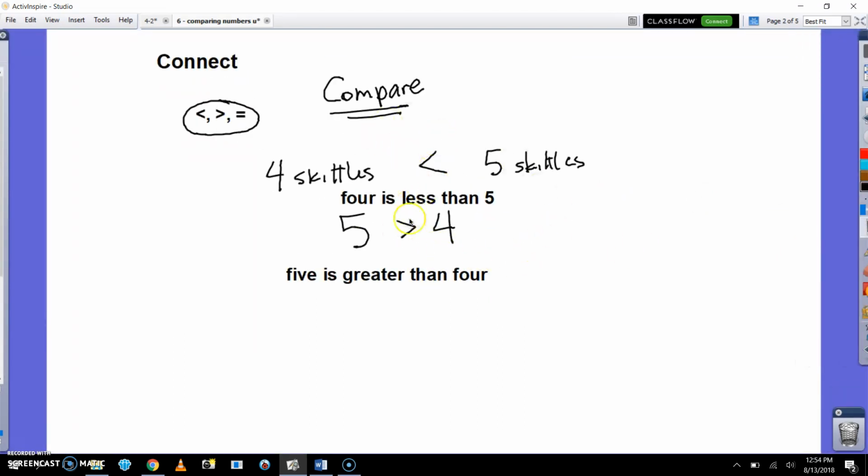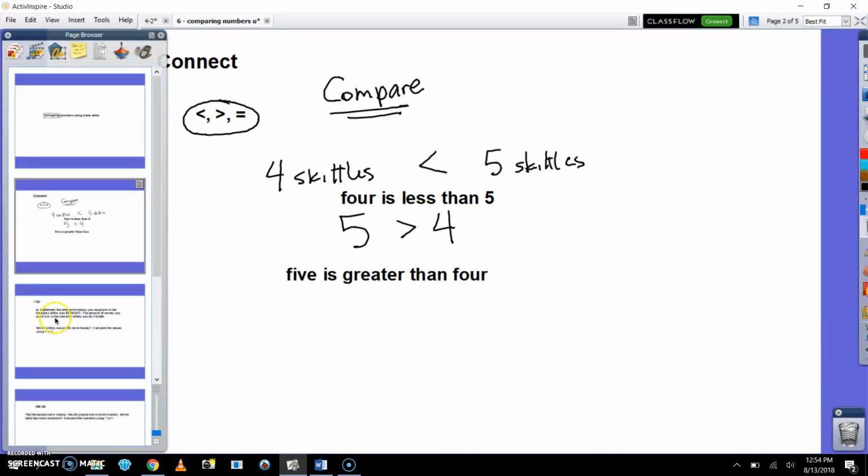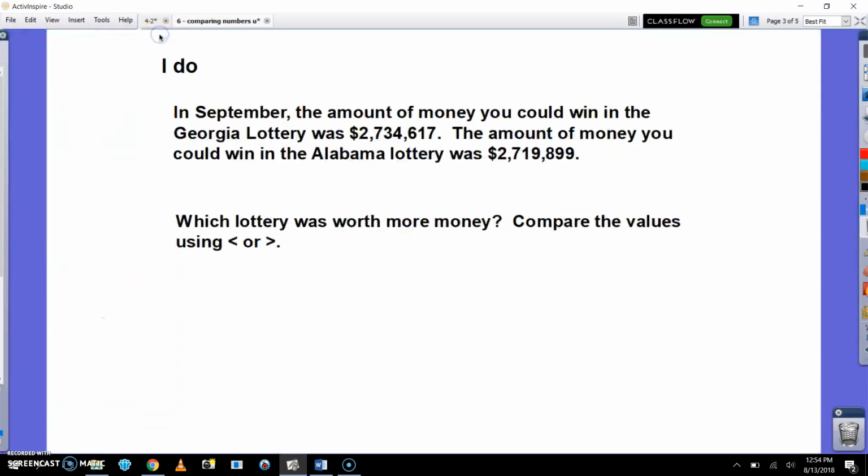So we're going to figure out today how to compare values that are much larger, numbers like we've been using up to 1 million. So in September, the amount of money you could win in the Georgia lottery was $2,734,617. The amount of money you could win in the Alabama lottery was $2,719,899. Which lottery was worth more money? Compare the values using less than or greater than.